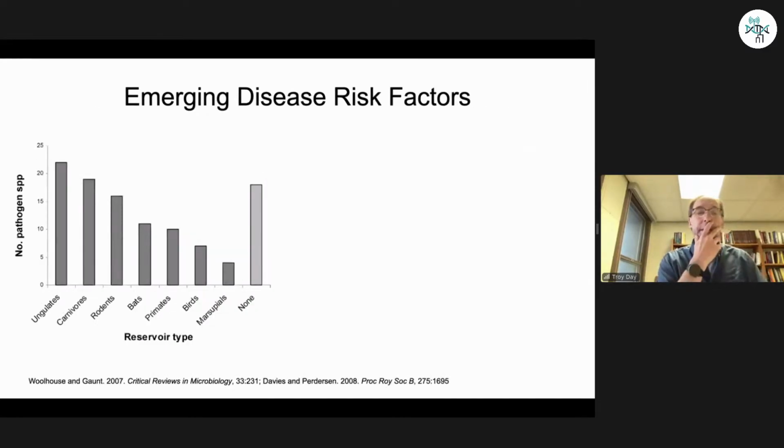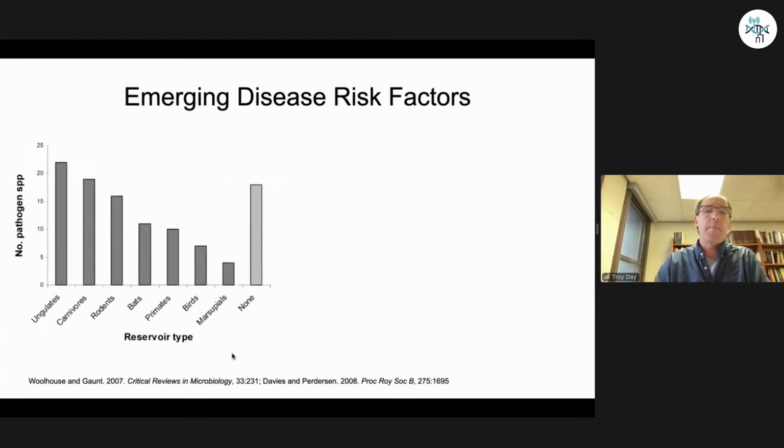Now, there has been a lot of interest, and much of it actually stems from the SARS outbreak in 2003, in trying to identify risk factors for the emergence of infectious diseases. There's a huge amount of work that's been done in that area, and I'm just going to skim over the surface of it, some of the empirical stuff and some of the theoretical stuff.